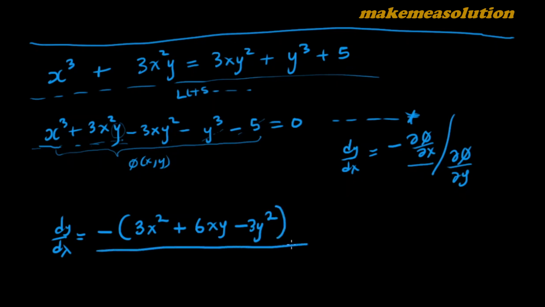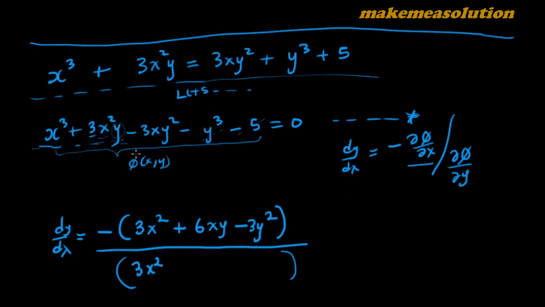Then divided by the partial derivative of phi with respect to y. That means this time around, I'm going to treat other variables in the multivariable function as constants apart from y. So x this time around is a constant. When you differentiate x cubed, it is 0. Now when you differentiate 3x squared y, 3 is a constant, x squared is a constant. So when you differentiate the y term, you're just left with what? 3x squared. Is that okay?